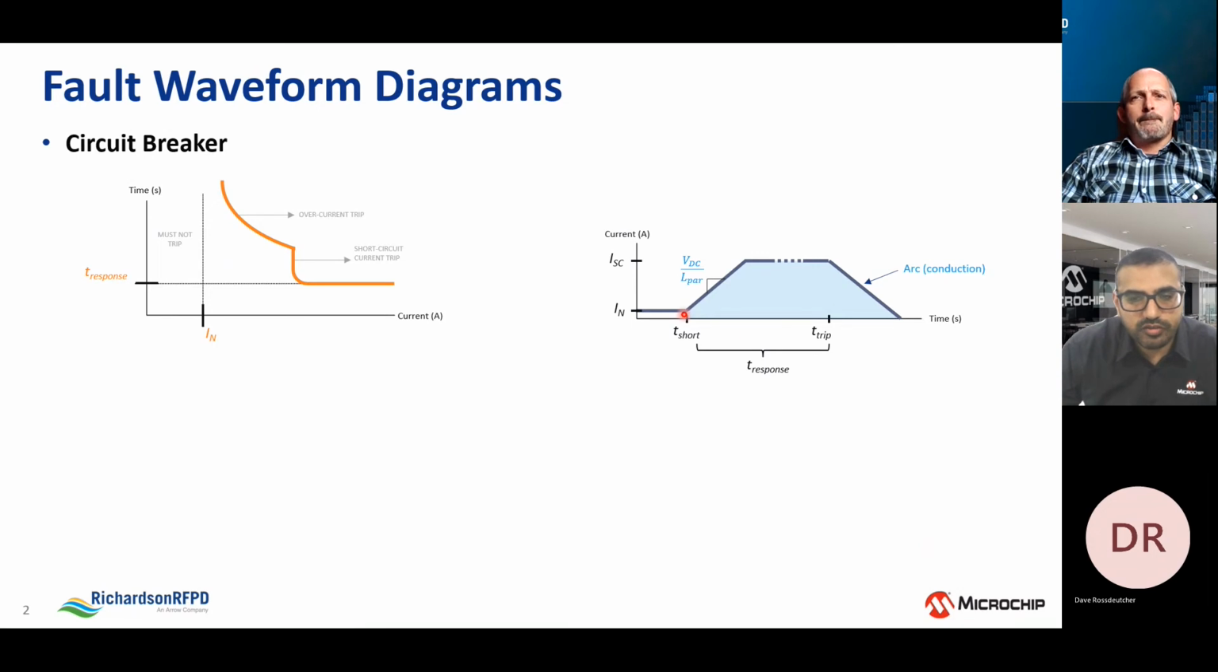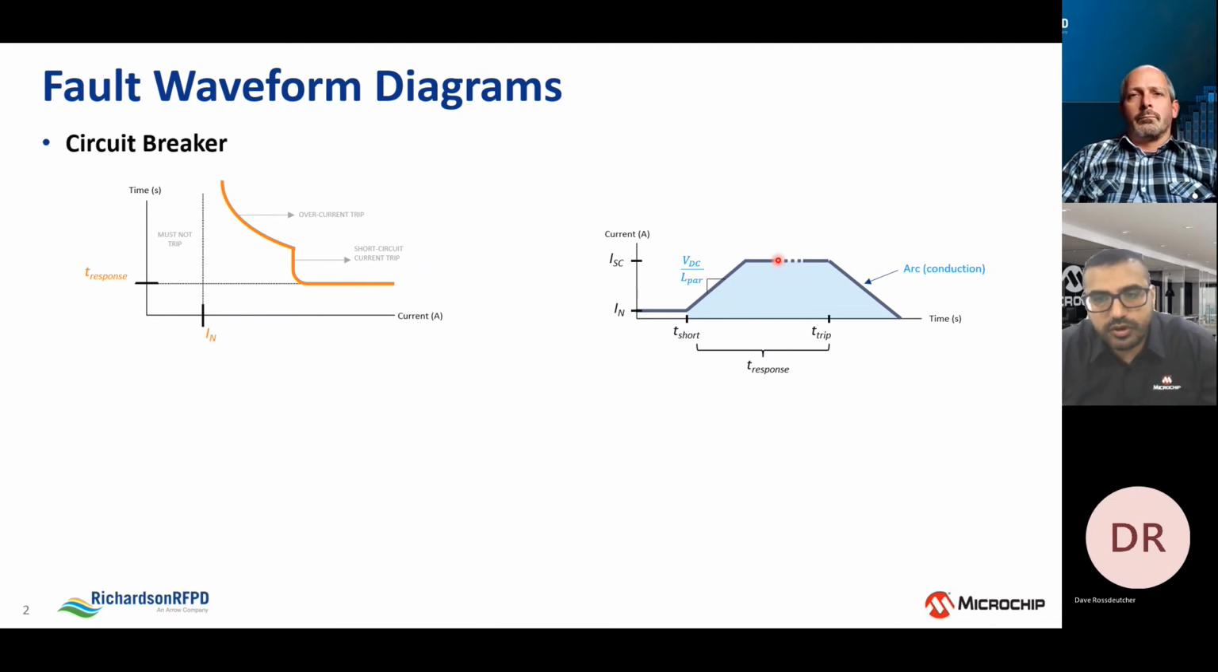The current will rise up until the short circuit current of the system, which is based on the bus voltage and the resistance. Then the contacts of the circuit breaker will open, and arcing could occur, and then the current will drop down to zero. One thing to note is the short circuit current can be very high. It can reach up to 10,000, 20,000 or even 30,000 amps, depending on the system.